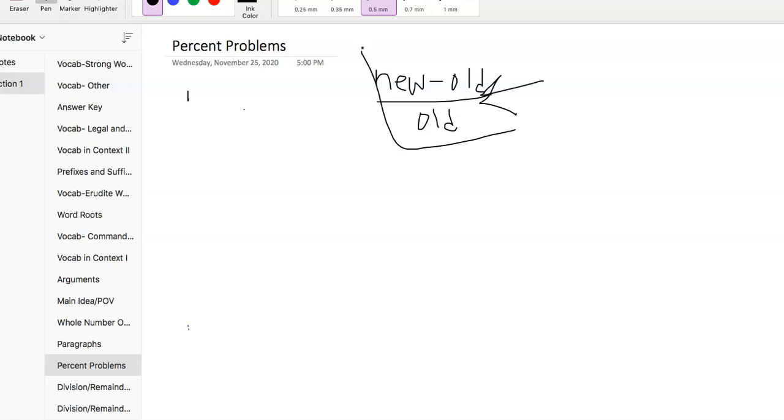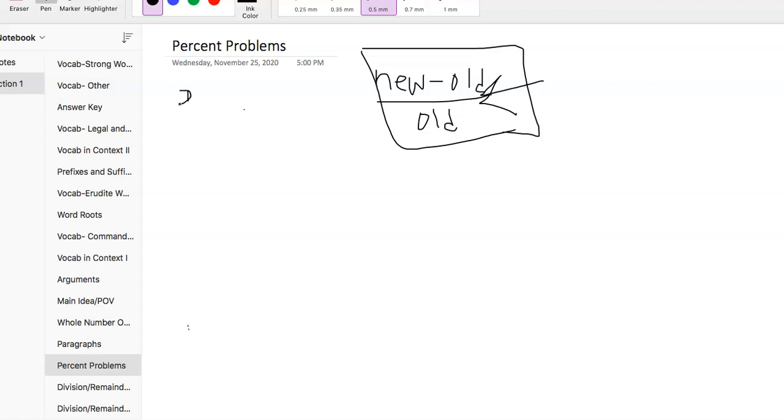New minus old divided by old. That means there's this new price, which is usually the sale price, minus what it used to cost, divided by what it used to cost. So let's do an example. Plane ticket originally cost 400, so that's the old price, and now is on sale for 300. What is the percent discount?